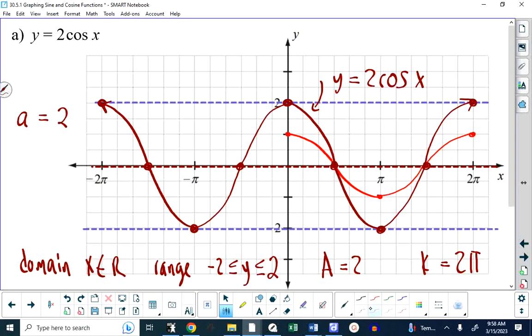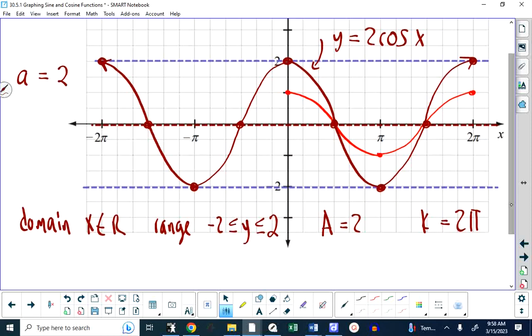Okay? I want you to notice that is a statement for the range. The negative of the amplitude is the minimum, and the positive of the amplitude is the maximum. That's not always going to be the case, because tomorrow we'll see we can take this and shift it up or down. That's going to change things.